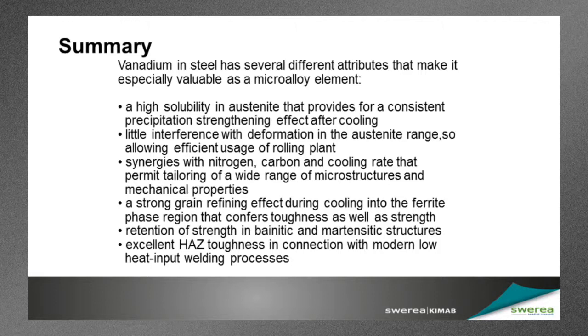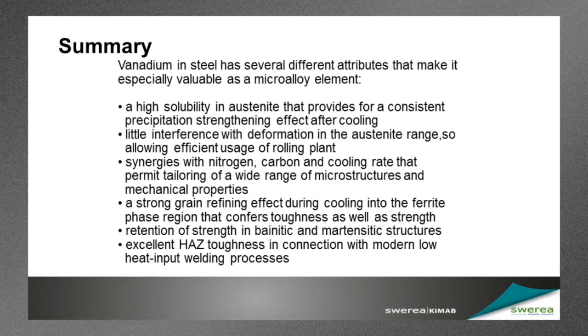There's very little interference with the hot rolling, hot deformation process in the austenite range, so we can get an efficient usage of the rolling plant with rapid processing and relatively low loading on the mills. I've shown that there are interesting synergies between the vanadium and nitrogen and carbon and cooling conditions, which allow us to adjust and tailor a very wide range of structures and mechanical properties in the different types of steels.